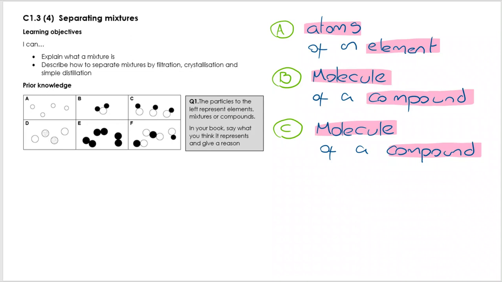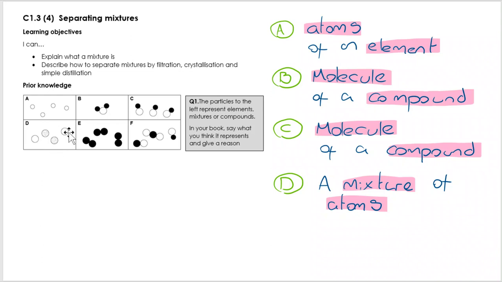We've got 2 white and we've got 2 grey. So they're not chemically combined. That tells us that we're dealing with a mixture. Now we are dealing with a mixture of, they're all individual atoms. There are no molecules in there. So it's a mixture of atoms. And because they're atoms, we have the white is one element, the grey is another element, so it's a mixture of atoms of elements.